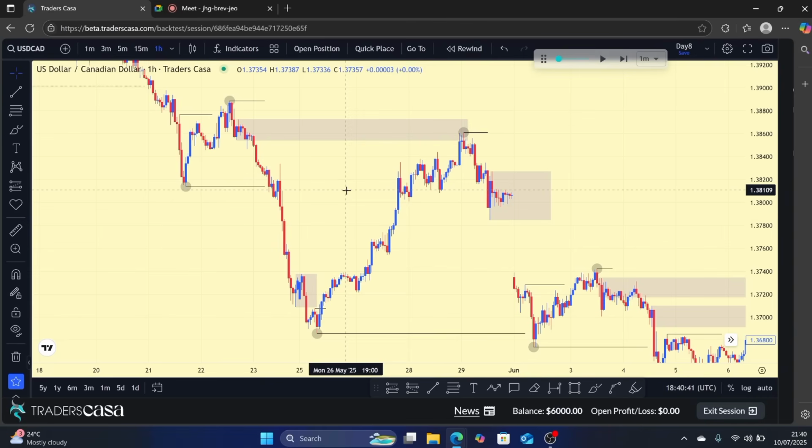The first valid one is the one that is on the extreme and it's unmitigated. Then the second one comes right after the inducement is taken out. You can see this one here is what we call the decisional, and this was the inducement, and it came right after the inducement. That's the reason why I picked that. But price reacted from the extreme one, the one that is on the extreme and is unmitigated.